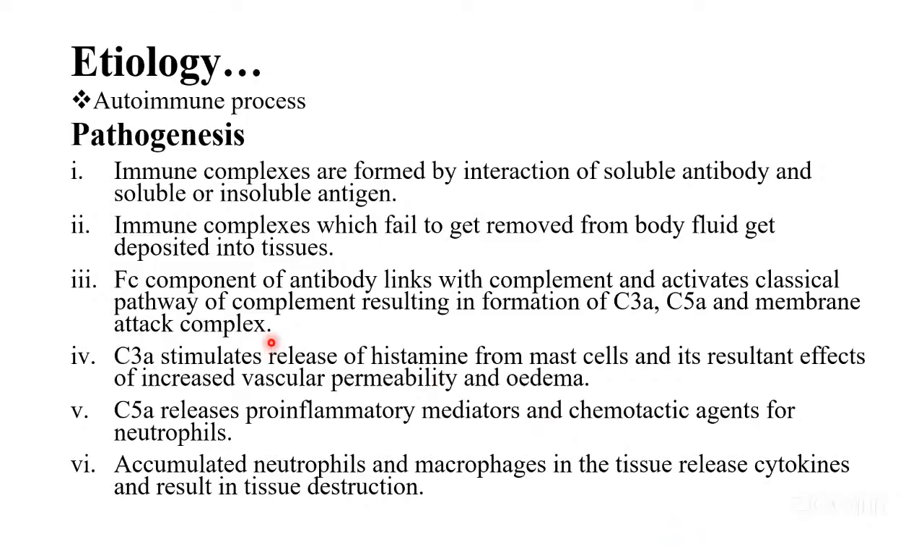And I think this is the pathogenesis process where the immune complexes are formed by the interaction of soluble antibody and soluble and insoluble antigens. They fail to get removed from the body, right? That's number one. So that now they get deposited into the tissues, and then the FC component of the antibody links to the complement and activates the classical pathway of the complement system, resulting in the formation of C3A and C5A and membrane attack complex.